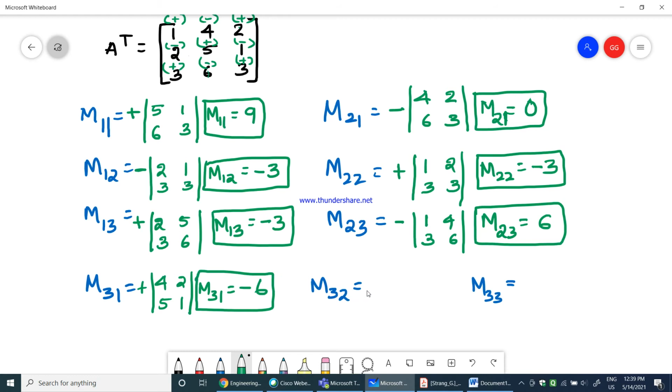M32 is this 6, so minus of this column, this row, right? This column, this row, 1 2 2 1. So therefore M32 will be equal to 1 minus 4 is minus 3, into minus is plus 3.